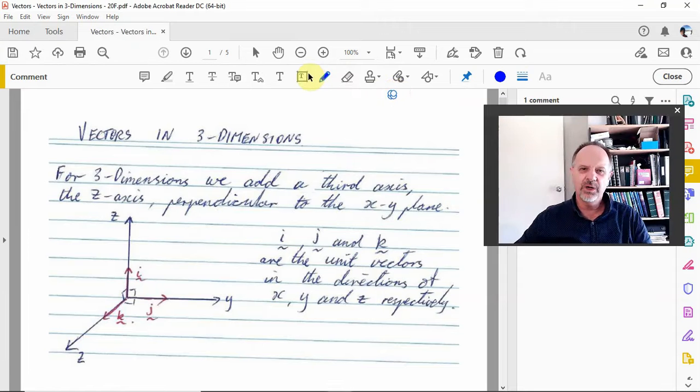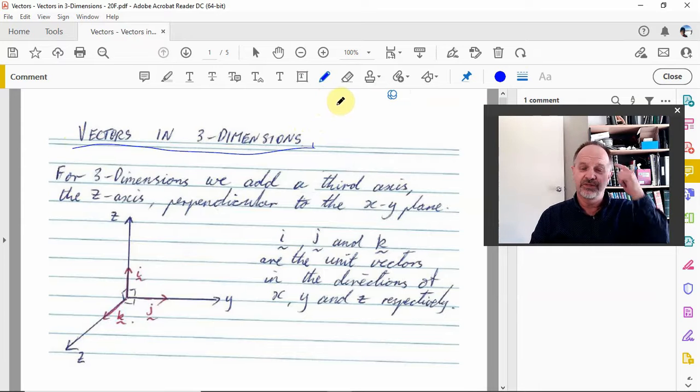Okay, so we're now up to the last bit of the vectors, and vectors in 3 dimensions is what we are looking at. And so what we do is we add the 3rd dimension, because of course, as we know in real world, we live in 3 dimensions, not 2. And so we add a 3rd axis, and that axis we call the z-axis.